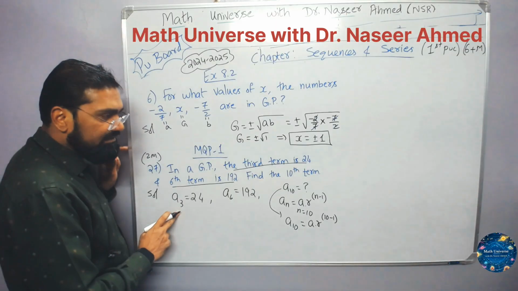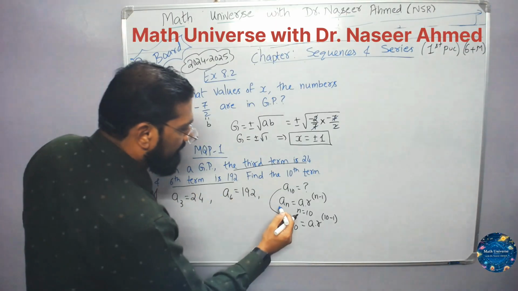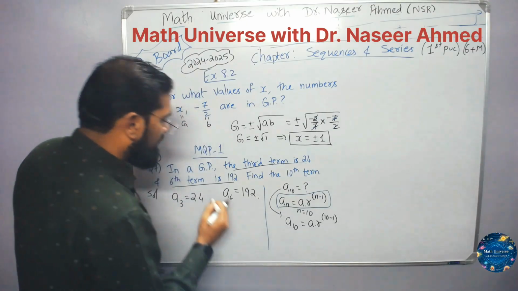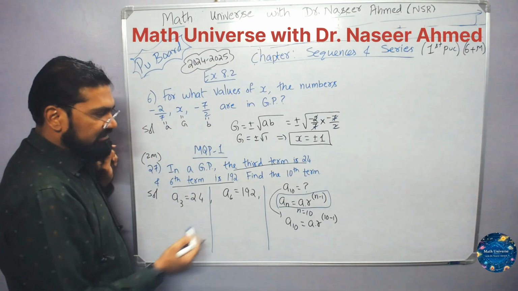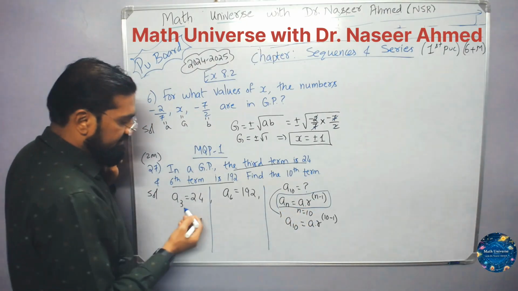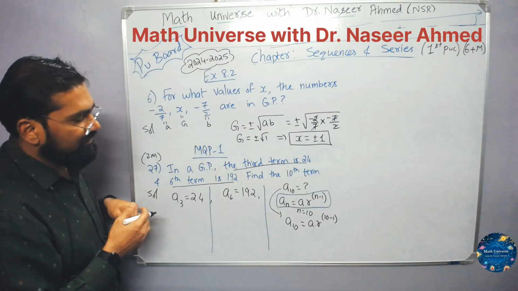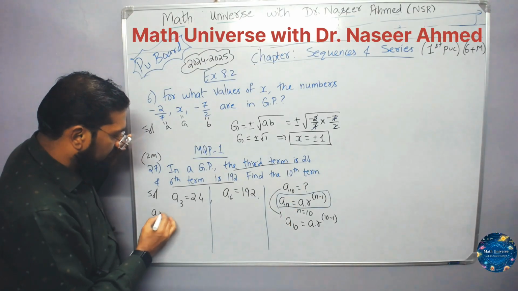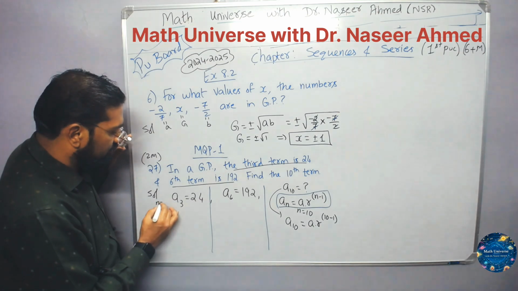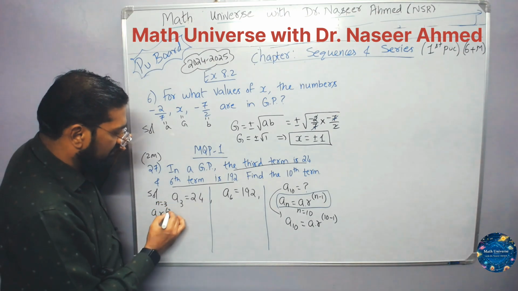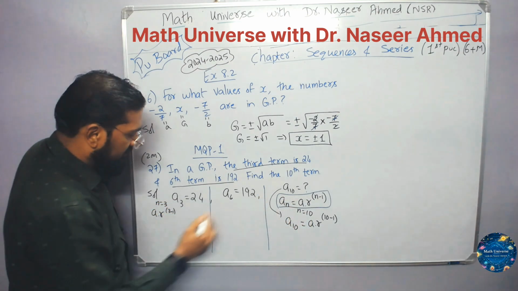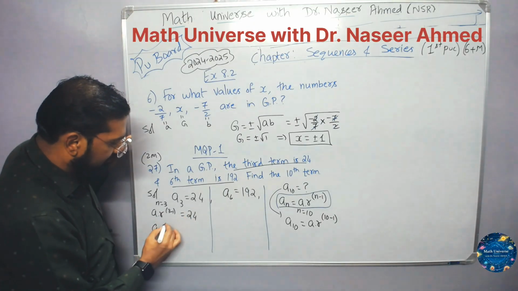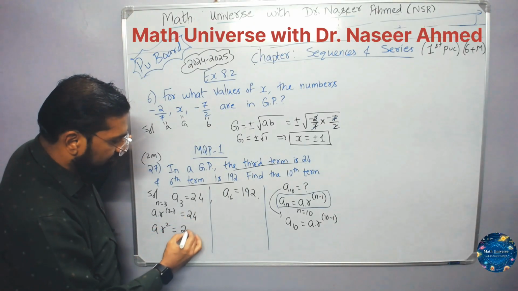That's the reason they gave two pieces of information. Now here this is the third term. In this formula, wherever we have n, put 3. Just see carefully what we are going to have. So a into r, in place of n put 3, n is equal to 3. So I'll get 3 minus 1 in the power is equal to 24, nothing but a r square is equal to 24.